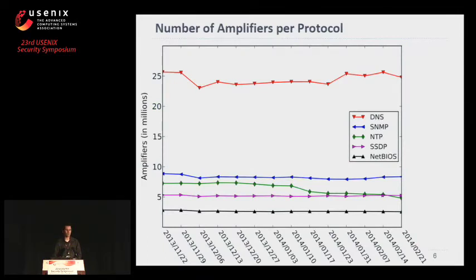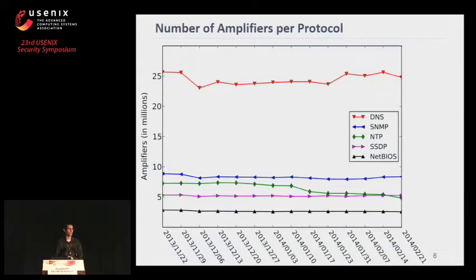About the first part, to give you a small feeling of how many amplification servers we have out there, we made this small graph, which shows you the number of amplifiers, in millions, for a number of protocols that we consider the worst for amplification. For example, if you look at the uppermost line, you see a steady number of 25 million open DNS resolvers out there, which can be abused for amplification attacks. And this is for DNS. We also have SNMP, NTP, SSDP, NetBIOS, and a couple of other protocols. What you can see is that the number of servers is kind of static for most of these protocols.